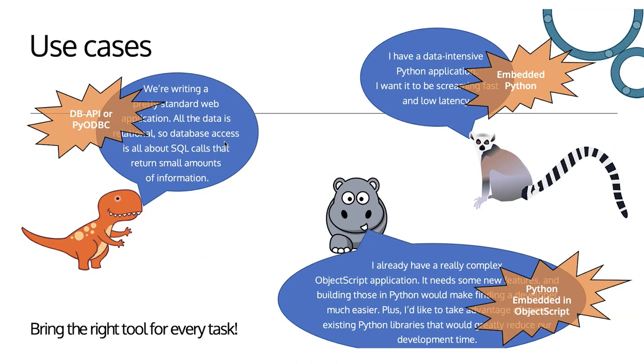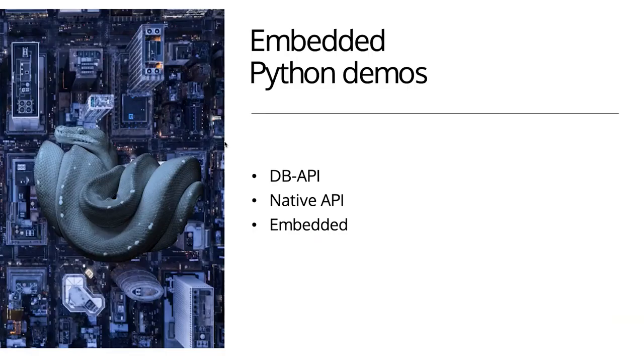So that should give you a better idea of why we have these different strategies available. Now let's take a look at what they actually look like from a coding perspective. We're going to go through 3 demos here. We're going to look at the SQL use case using DBAPI, then take a quick look at the native API and how that works, and finally look at a little bit of the flexibility of the embedded Python solution.